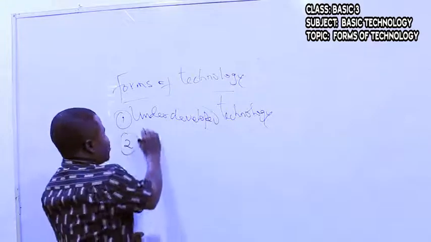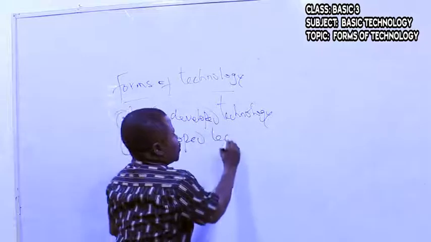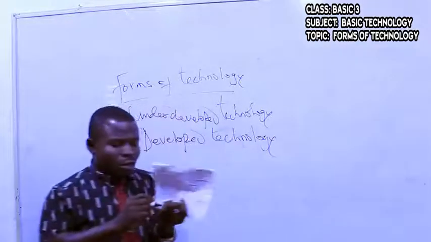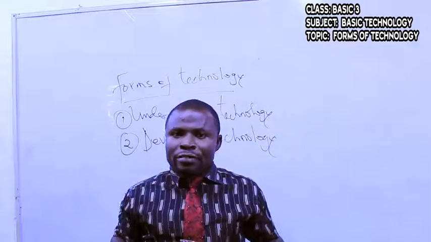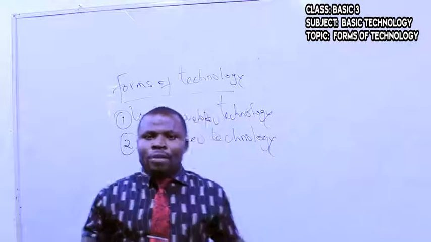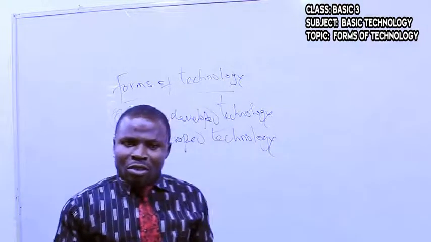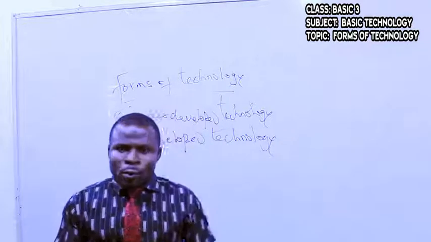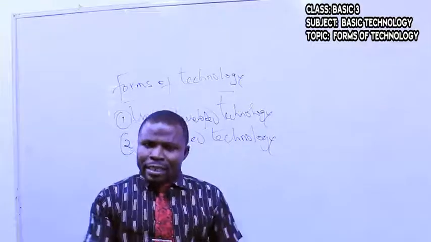Number 2 is developed technology. What is developed technology? That's the technology we find ourselves in now. We can see a lot of products produced. By yourself you can produce. We can wear slippers now. We can enter a car now. We can enter an aeroplane presently.